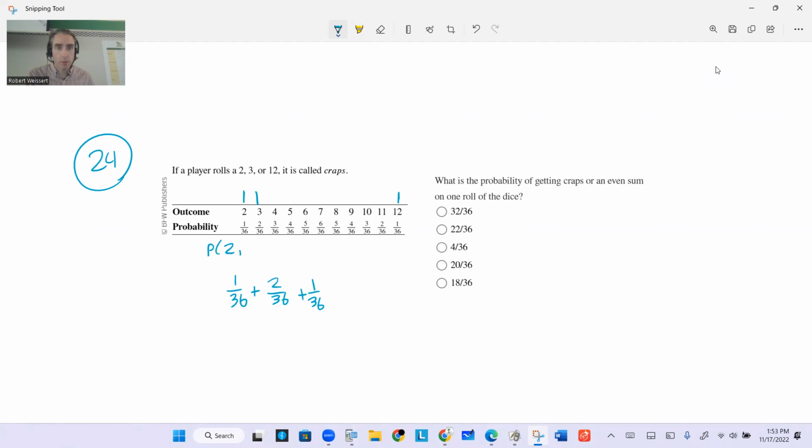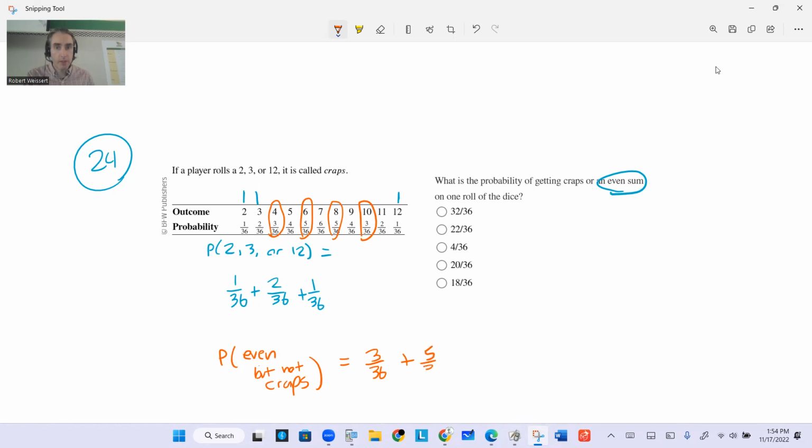So 2, 3, 12, that's this. But then we also have to incorporate the even ones, right? So we also have to factor in other ones too. We got 4, 6, 8, and 10. Of course, I'm not going to count the 12 and the 2 again. So we have the probability of even that are not craps. That's going to be 3 out of 36, 5 out of 36, another 5 out of 36, and another 3 out of 36. So if I combine all of these, that's 1, 2, 3, 4, 5, 6, 7, 8, 9, 10, 11, 12, 13, 14, 15, 16, 17, 18, 19, 20. So add those up and you get 20 total out of 36.